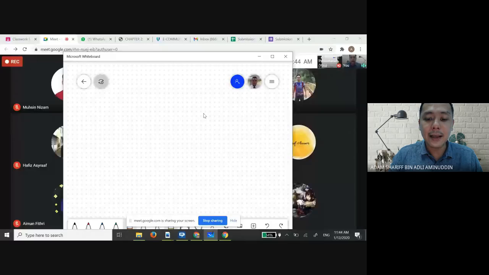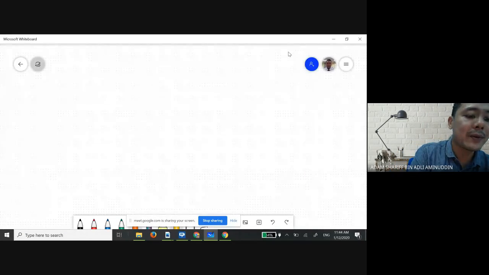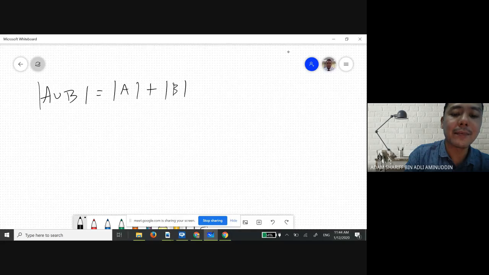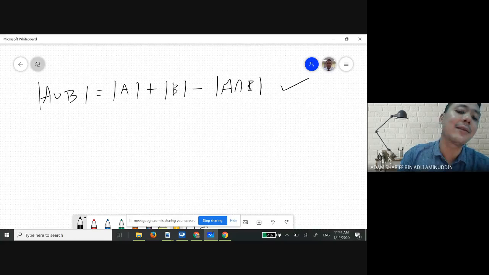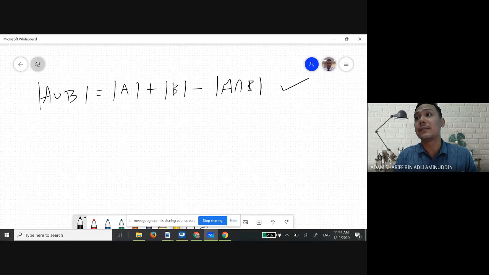Okay, bahaya kalau dia assume ni, ya. Okay, just now I presented to you guys that the cardinality of A union B is the cardinality of A plus B minus the cardinality of A intersect B. This is very true regardless if it is disjoint or not disjoint. Disjoint ni tak bersambung ya. So intersection dia, dia punya intersection dia antiset ya.